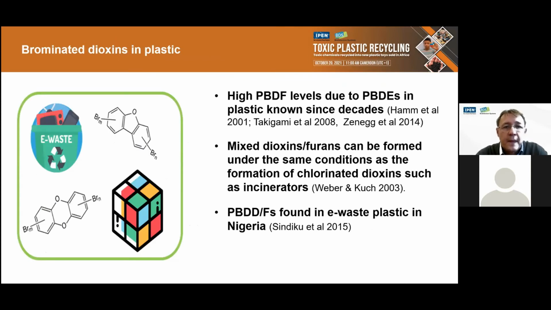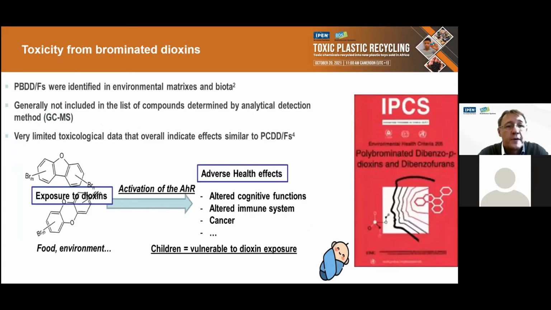Now, we have the first few studies published about these brominated dioxins in plastic, but it has actually been known for a long time that we have brominated dioxins in plastics. Hamed showed in 2001 and Takigami in 2008 that we have highly brominated dibenzofurans in such plastic. And we know from fly ashes and bottom ashes that we find those mixed halogenated dioxins and furans. Also Sindiku published in 2015 that we find this in e-waste plastic in Nigeria. So it is well known.